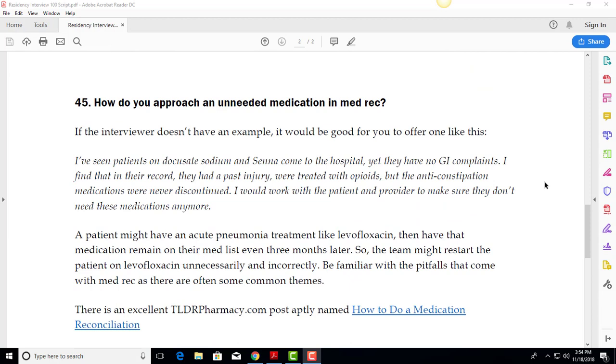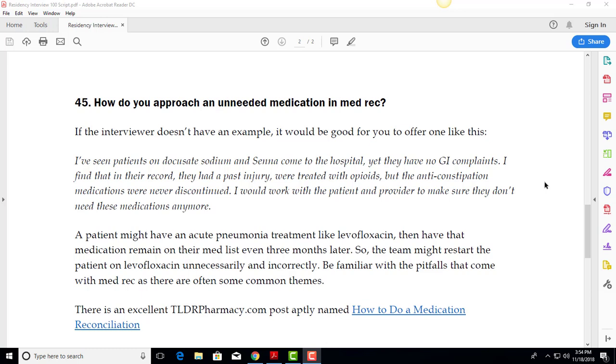Number 45. How do you approach an unneeded medication in med rec? If the interviewer doesn't have an example, it would be good for you to offer one like this. I've seen patients on docusate sodium and senna come to the hospital, yet they have no GI complaints. I find that in their record they had a past injury, were treated with opioids, but the anti-constipation medications were never discontinued. I'd work with the patient and provider to make sure they don't need these medications anymore.